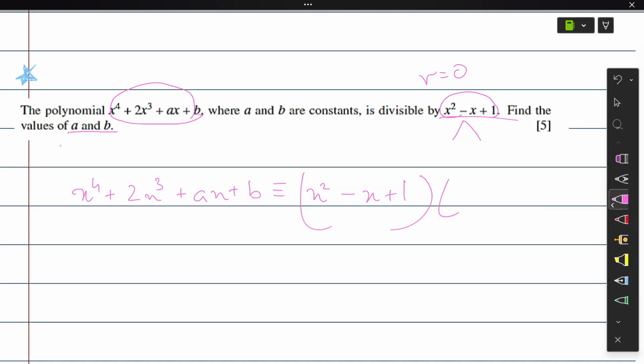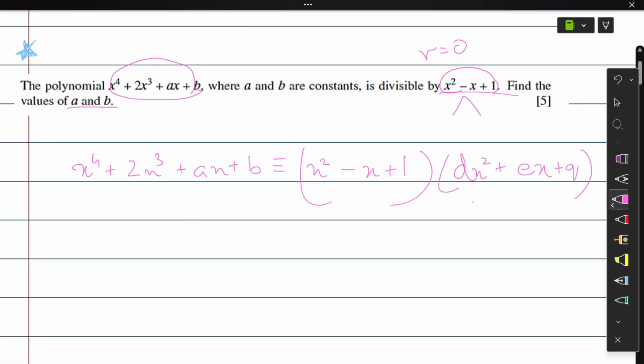We know that a power of 4 equation can be formed by multiplying two quadratic equations, one of which we already have. The other I do not know of, so I'm going to take it in the general form, which is dx^2 plus ex plus q. Why not? Keep in mind that the constant term that will be formed will be equal to b, and the coefficient of x that will be formed will be equal to a. That would be everything we need. So let's open this up, because now we're just going to compare the coefficients.